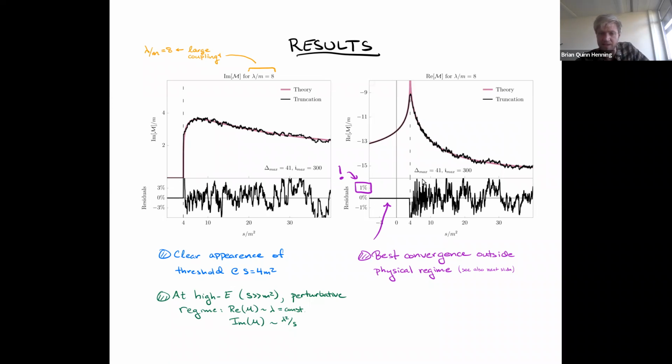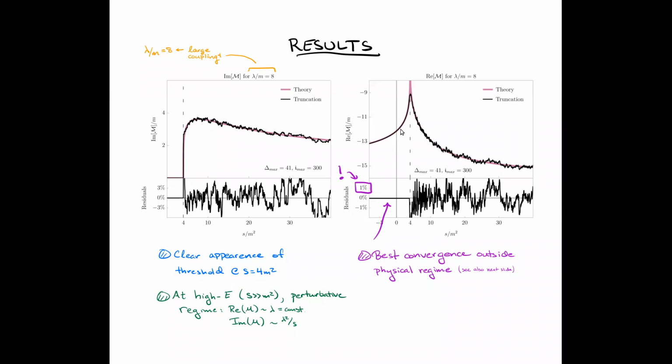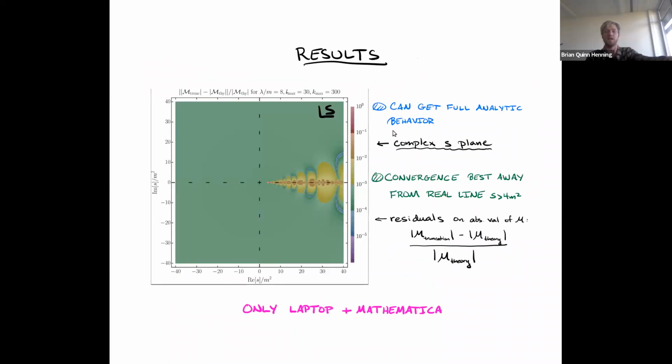I'm pointing out that as soon as you're actually hitting physical states, you get a little bit of noise in the data. But as soon as you leave the physical region, everything's super smooth, and we get very good convergence outside. Let's show that in a little more detail. This plot is of the residuals on the absolute value of the amplitude, and we can calculate this whole thing in the complex plane. The way to read this plot is that the different colors are orders of magnitude of how accurate the calculation is. Outside in here, in green, we're having per mil or per 10,000 accuracy. It's noisiest and least accurate along the real line, but it's still order 1% accurate there.